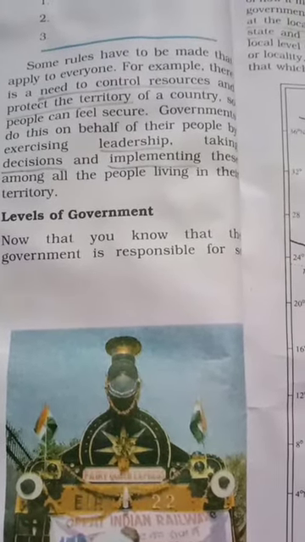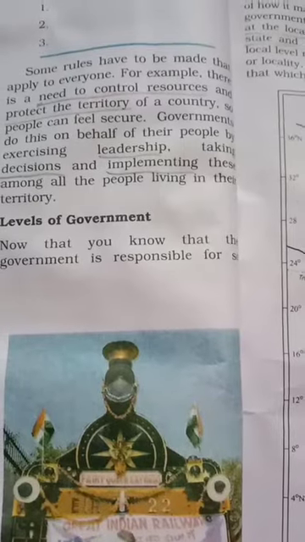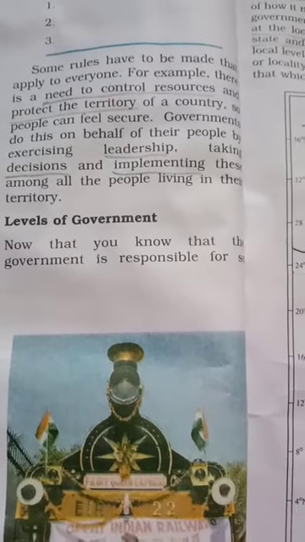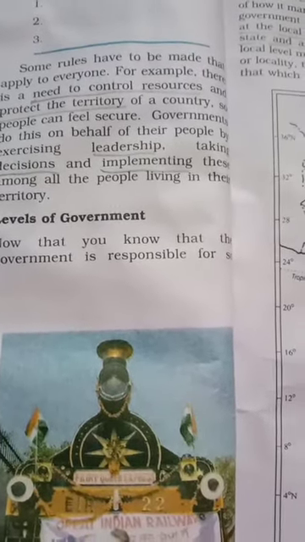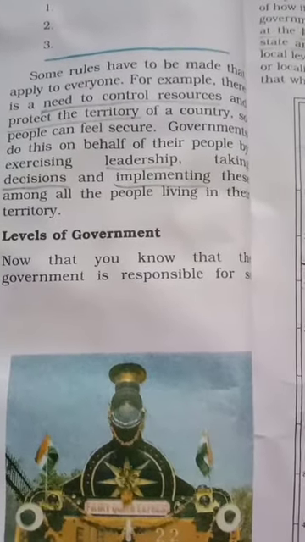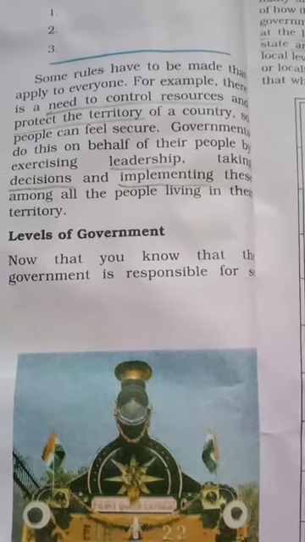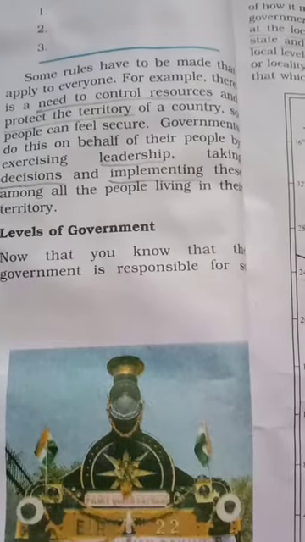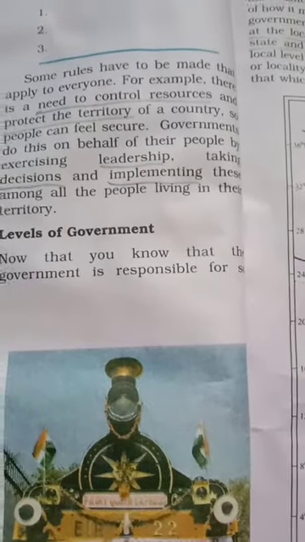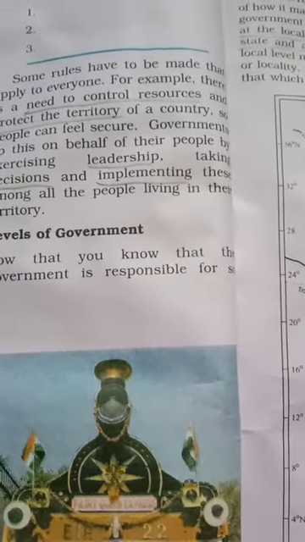Implementing means to ensure the observance of laws and rules. It means ensuring that the laws are implemented and observed in society. That is called implementing.